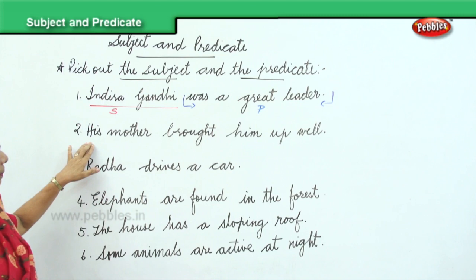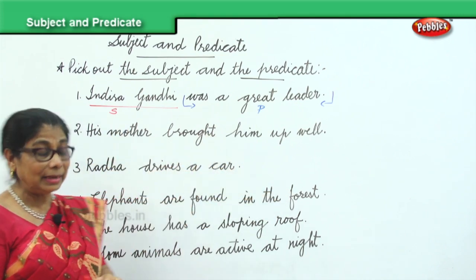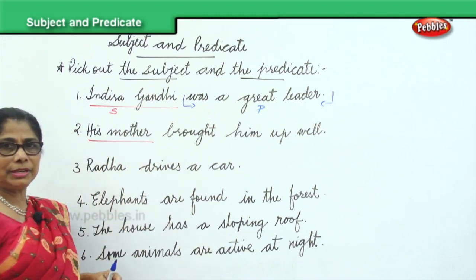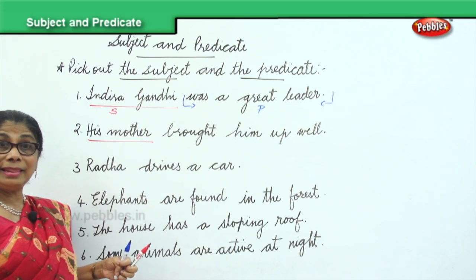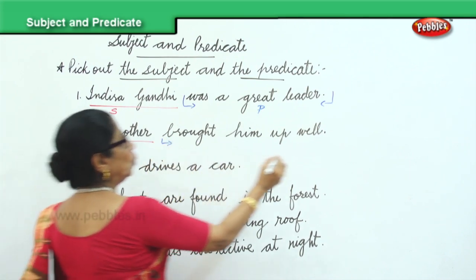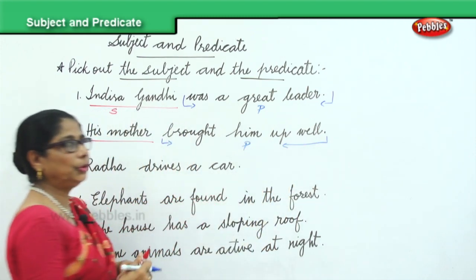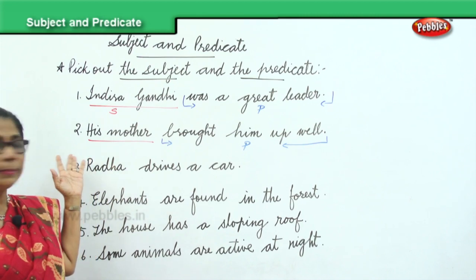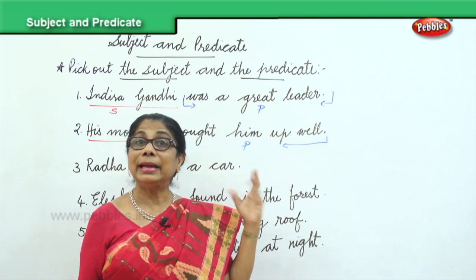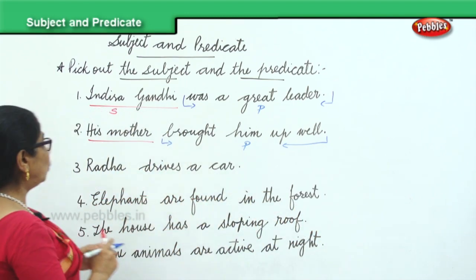His mother brought him up well. His mother is again the subject. Brought him up well, that is the predicate. So you have the two parts. Begins with the capital letter H, ends with the full stop.